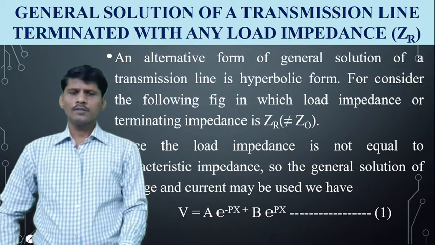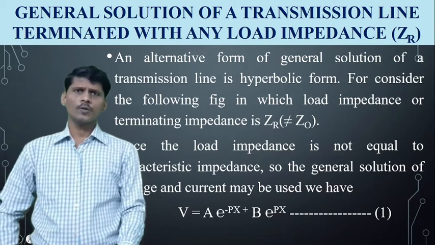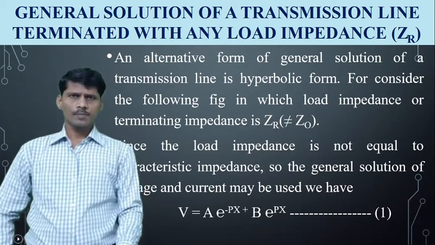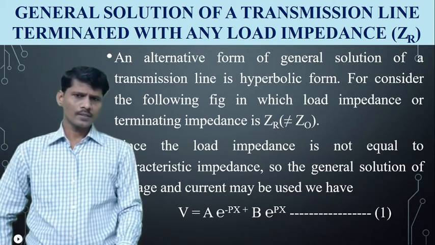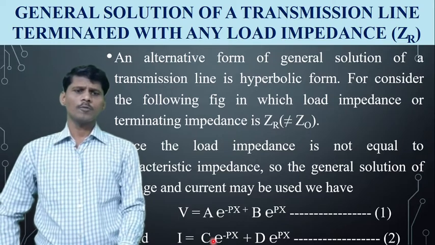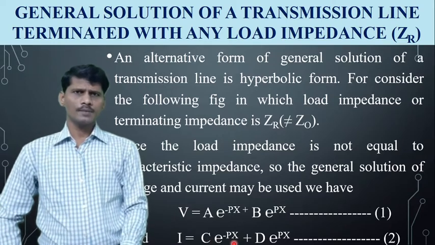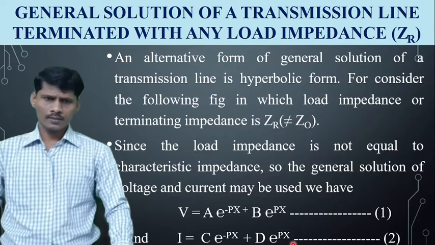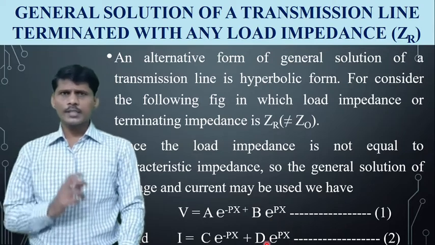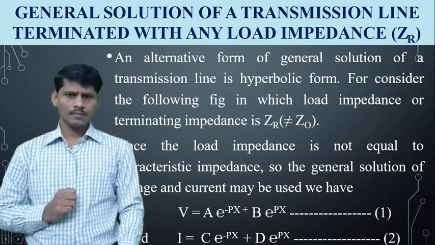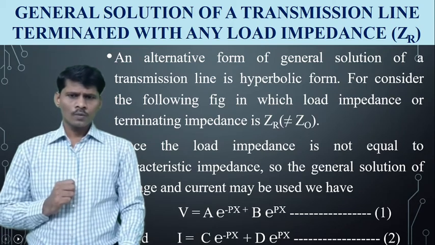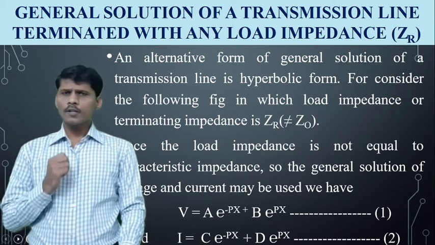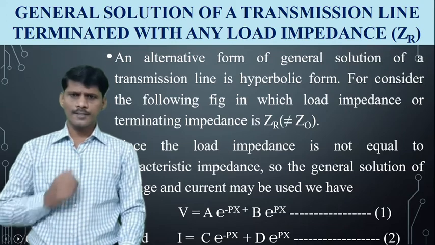We know that the voltage expression V is equal to A e power minus Px plus B e power Px, and the current expression I is equal to C e power minus Px plus D e power Px. These two expressions were already derived in the previous session. In this session, we will derive alternative expressions of the voltage and current.